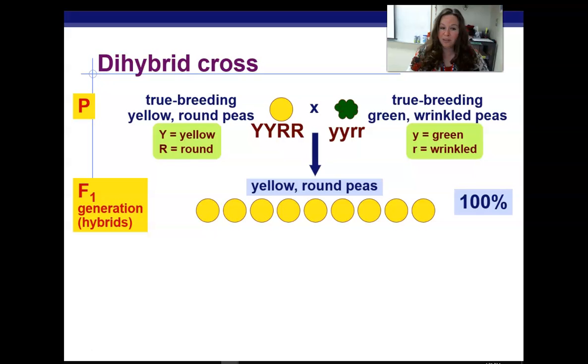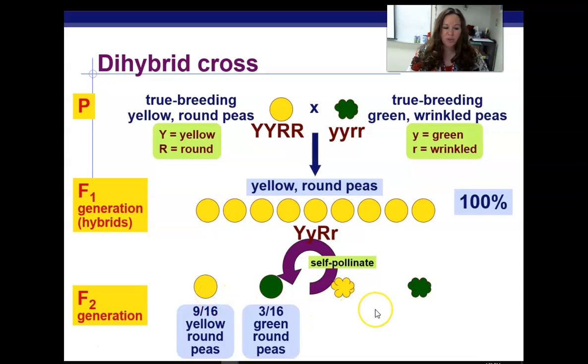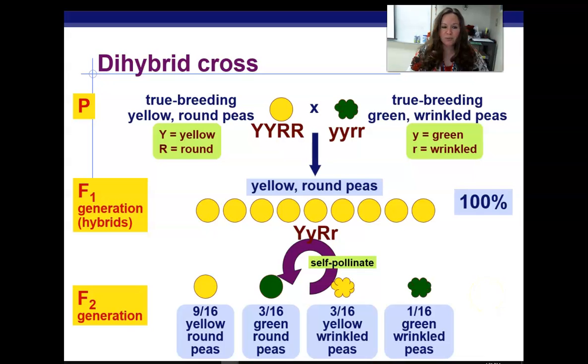So that must mean yellow is dominant and so is round, right? So we'll take it a step further and see what happens in the F2 generation. We allow those to self-pollinate. In the F2 generation, we get our mix back. 9 out of 16 are yellow and round. 3 out of 16 green and round. 3 out of 16 yellow wrinkled, and 1 out of 16 green and wrinkled.